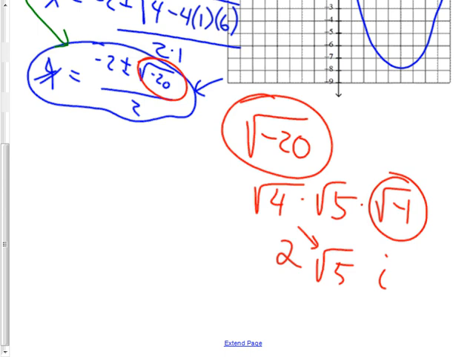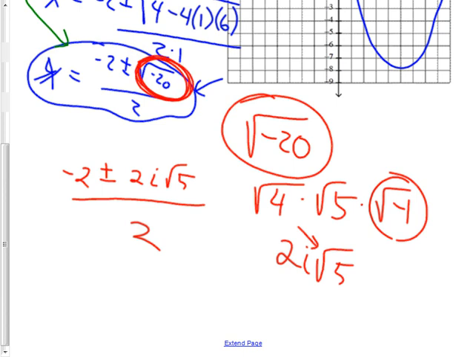Now, normally we don't put the I at the end, because at the end, it looks like the I is underneath the square root, and that would be totally wrong. You don't want your square root to have the I in it. The square root is outside of the I. It is usually put right there. 2I root 5. Now, this is -2 plus and minus 2I root 5 all over 2. All I did is replace this with that.